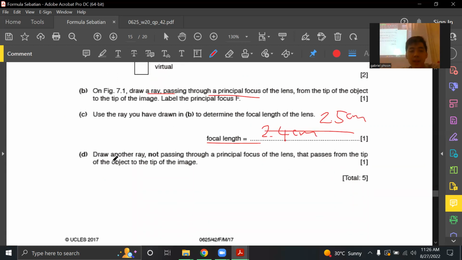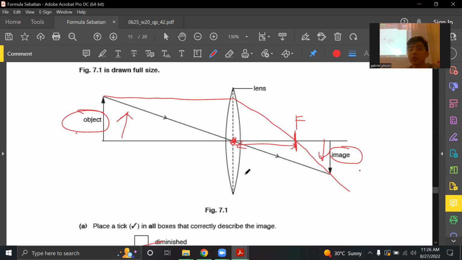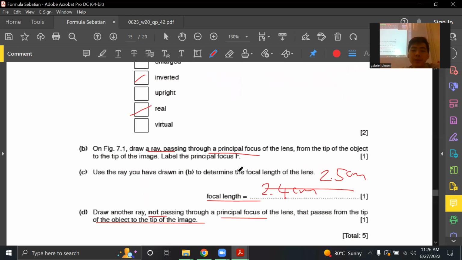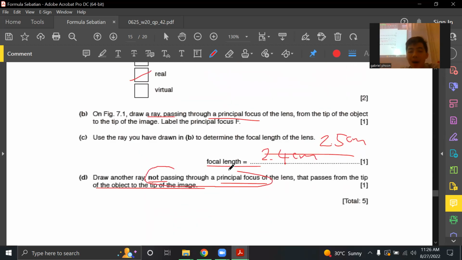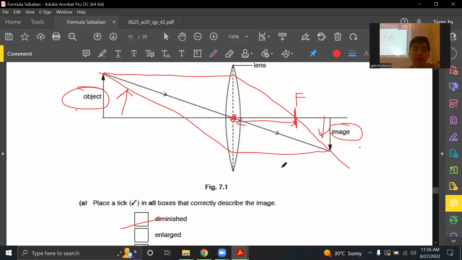Okay. Then finally, they ask you to draw another ray not passing through the principal focus of the lens that passes from the tip here. Guys, pay attention to this. In a normal scenario, if they ask you to draw the third light ray, you're actually supposed to draw the one at the bottom here, acting as the first one, but just inverse. It's supposed to be a horizontal line, and it's supposed to cut through here. But in this question, they specifically mentioned it cannot pass through the principal focus, meaning you cannot draw this third light ray here.